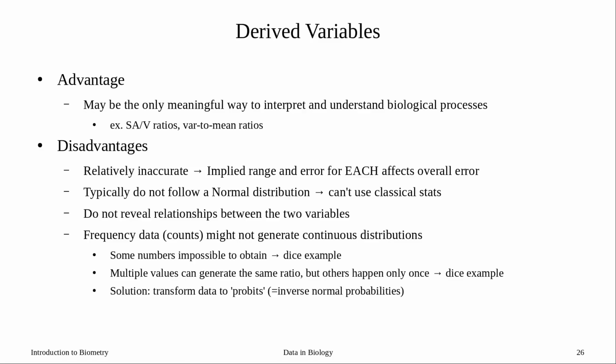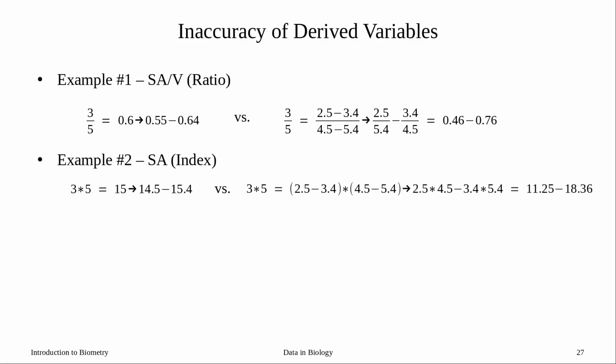The disadvantage, though, is that these measures tend to be relatively inaccurate and imprecise, because our implied ranges start to carry over with each other. As an example, take the surface area to volume ratio. It's a ratio, and let's say we have 3 over 5. Surface area is 3, volume is 5, which gives us a ratio of 0.6.